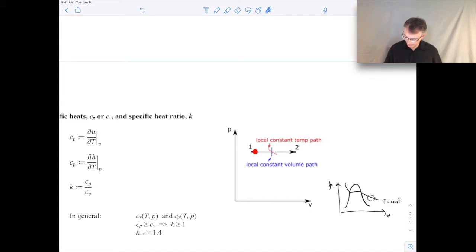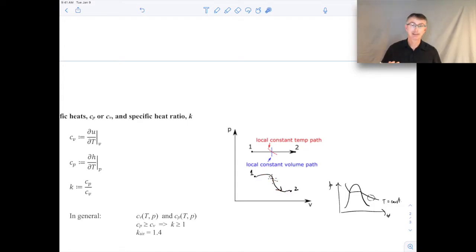So as we move along any sort of arbitrary path from 1 to 2, you can always consider a local constant temperature path, a local constant volume path, or a local constant pressure path. Let me redraw that. Let's say point 1 is here and point 2 is here, and I go along some crazy path like that. Locally, I can always imagine a local constant pressure path, a local constant temperature path, a local constant volume path, and then calculate C sub V and C sub P locally. So I can still use C sub P and C sub V on that path.